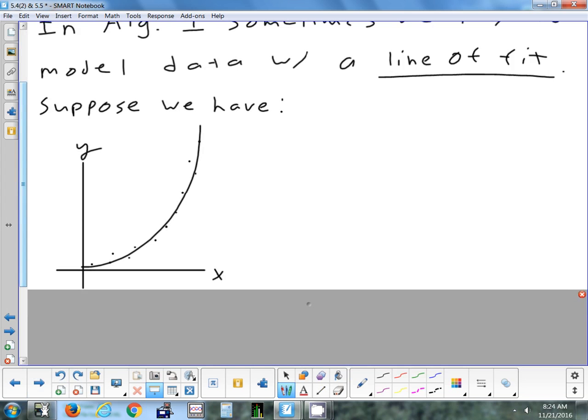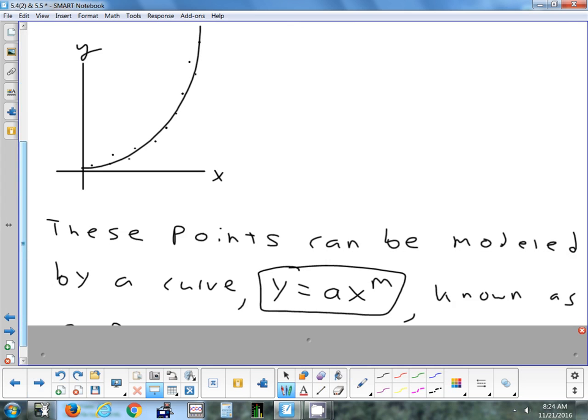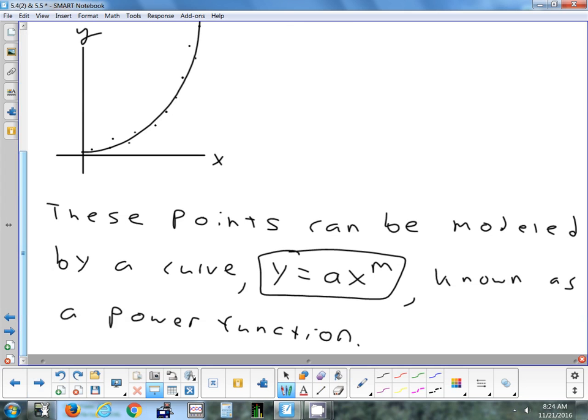And specifically, we're going to look at an exponential curve. And that's the kind of equation that we're going to use. We'll do one just calculating it out by hand, and then I'll show you how to do one on the calculator as well. And that's known as a power function.